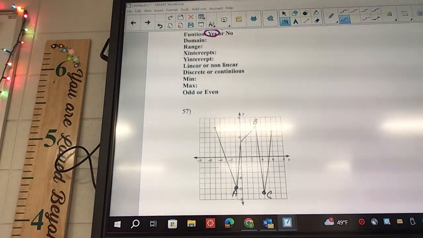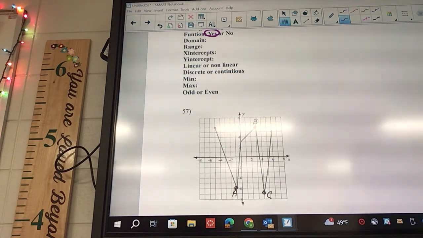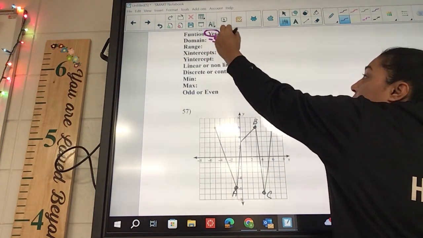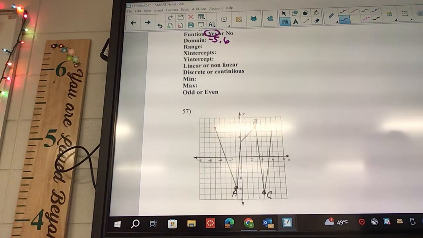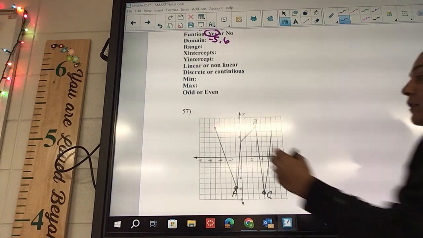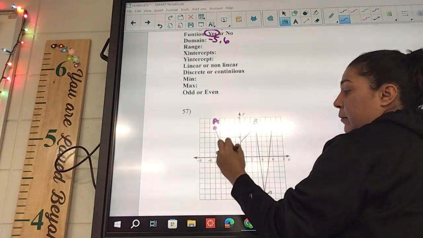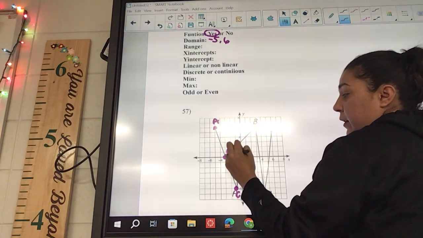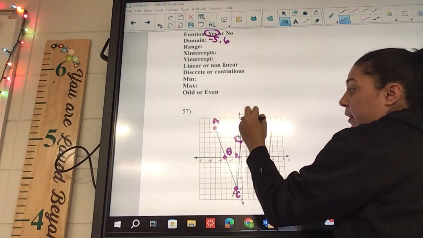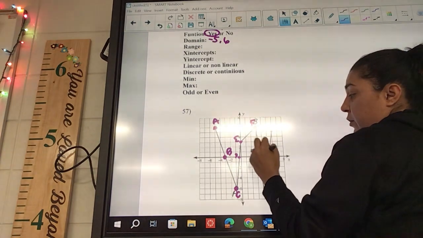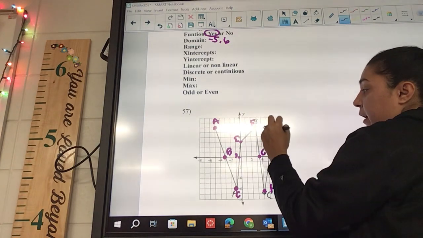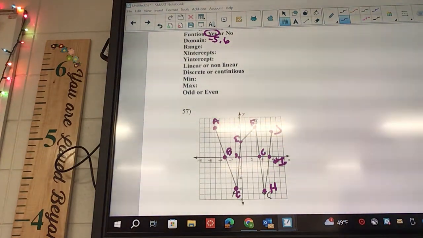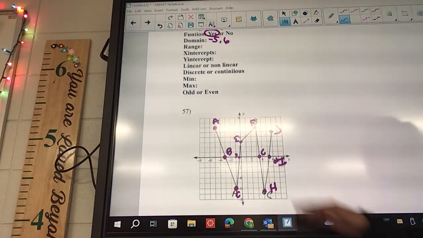Okay, the domain, negative 5 to 6. Okay, so our domain, our pencils are gonna be up and down. And again, when you take your test, it's gonna look like this, okay? This is gonna be marked as A, B, C, D, E, F, G, H, I, and J. Really, you're not putting any numbers in. So your domain would go from A to J.